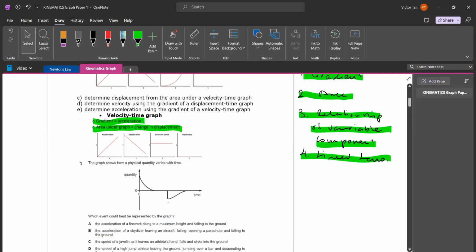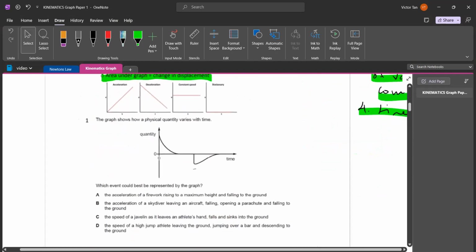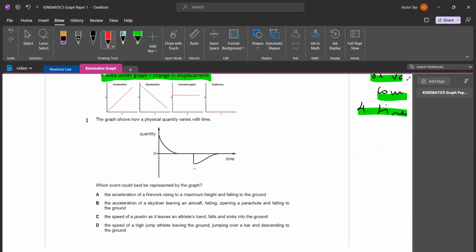Let's start with our kinematics. Now, the first question: the graph shows how a physical quantity varies with time. Which event could best be represented by the graph? The acceleration of a firework rising to a maximum height and falling to the ground. When you talk about the acceleration of free fall, you either take it as positive only or negative only in the graph. In this graph, the quantity is both positive and negative, so this is not possible.